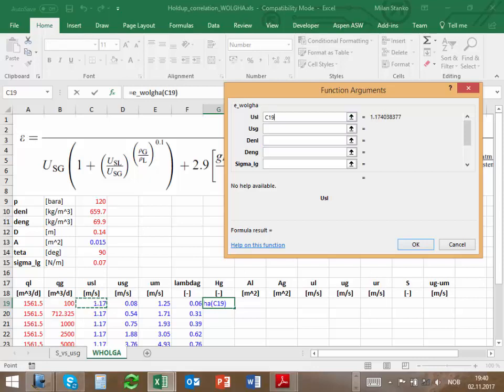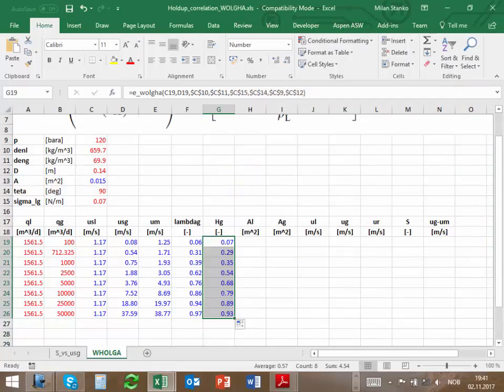Superficial velocity of liquid, this one, don't block it, I want to drag it down. Superficial velocity of gas, this one. Density of liquid, I have it here and I block it. Density of gas, I have it here. Surface tension between gas and liquid, it's here. I block it also. I go down. Angle is vertical, okay? So the angle is 90, in degrees. Block it. Pressure of the system is here. I block it. And the diameter of the pipe is here, and I also block it. Yes, I hope I didn't make any mistake, and drag it down.